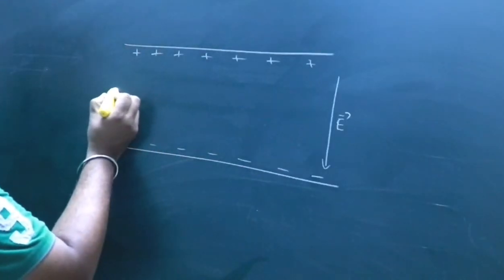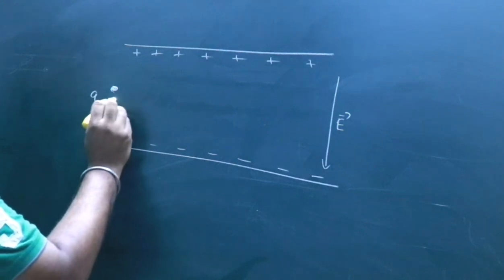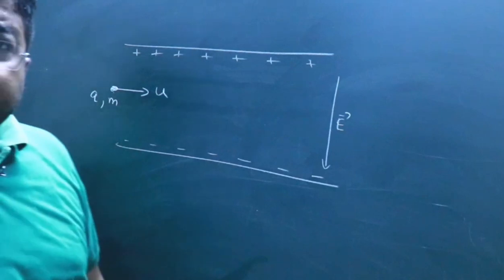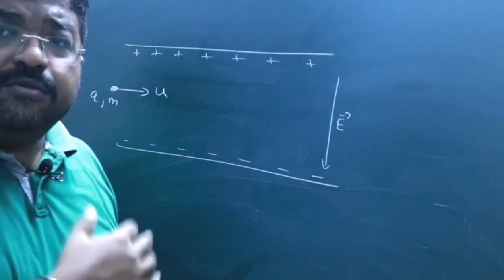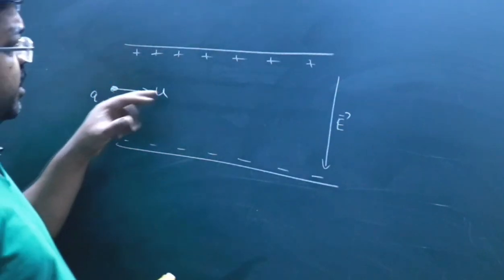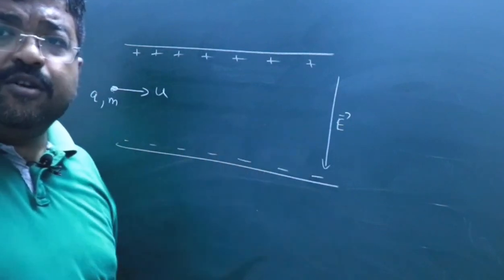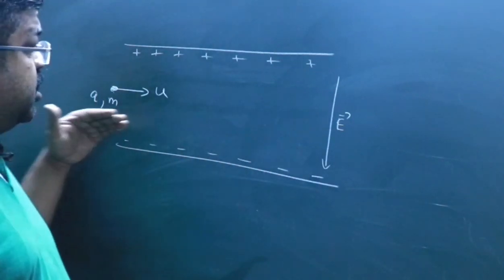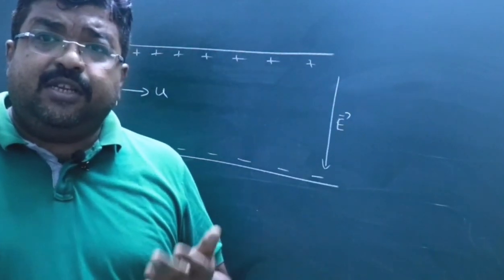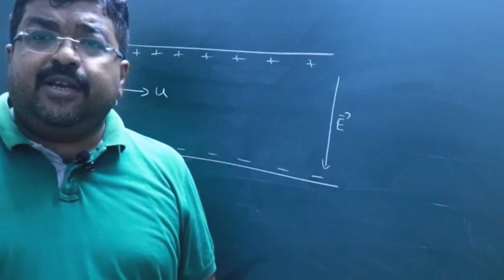Now suppose you have a particle of charge q and mass m. It is projected horizontally with velocity u. Now let's see what happens to the motion of this charged particle. The electric field is acting in the downward direction. There is no force acting in the horizontal direction, so along the horizontal direction there will not be any acceleration.